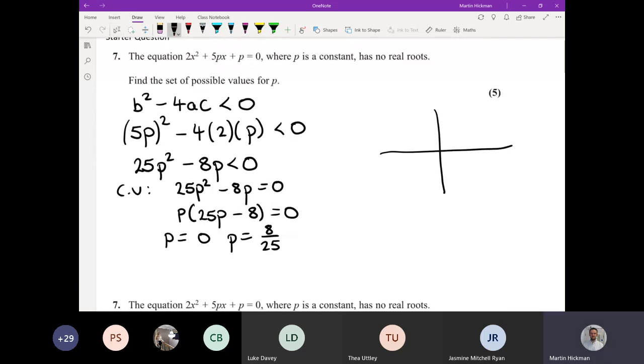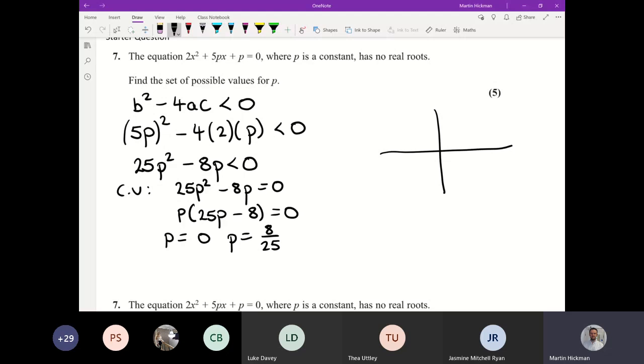I'm going to do a sketch, but one important thing I want to talk about with this quadratic is make sure you factor that p out. Looking at some of the solutions you gave me on the forms, and thank you to everyone that did that, make sure you don't just divide through by p, because you lose the solution p equals 0. I saw a lot of p is less than 8 over 25 or p is greater than 8 over 25. What that tells me is that you probably divided by p and lost that solution of p equals 0. So just be careful with that.